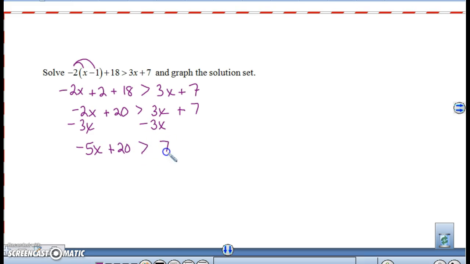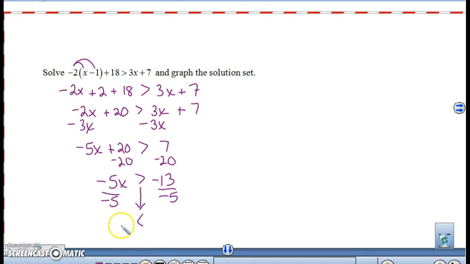is greater than 7. Now move the 20 to the other side, so we have to subtract 20 on both sides. Negative 5x is greater than 7 minus 20, which is negative 13. Divide by negative 5. All right, now that should set off alarm bells in your head. Do you remember from Algebra 1? When you divide by negative 5, when you're doing an inequality, what happens to the inequality symbol? Remember, it's going to flip. It goes the opposite way.